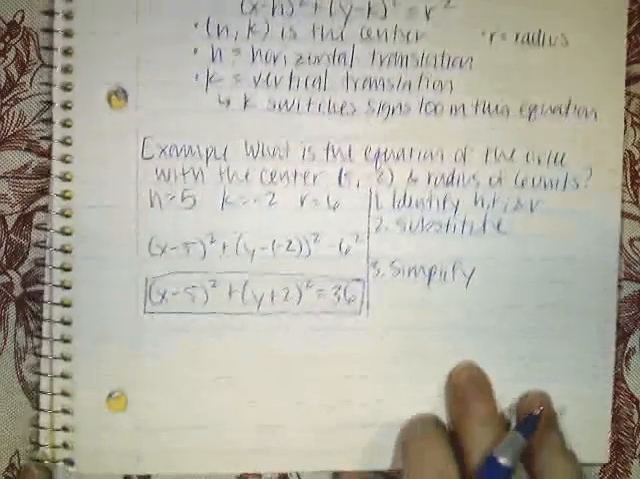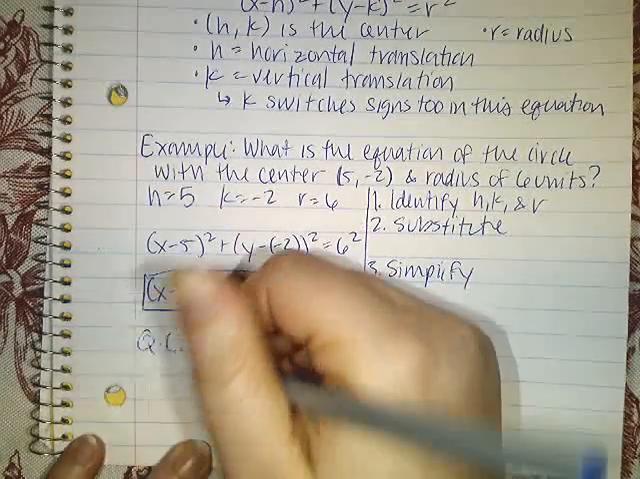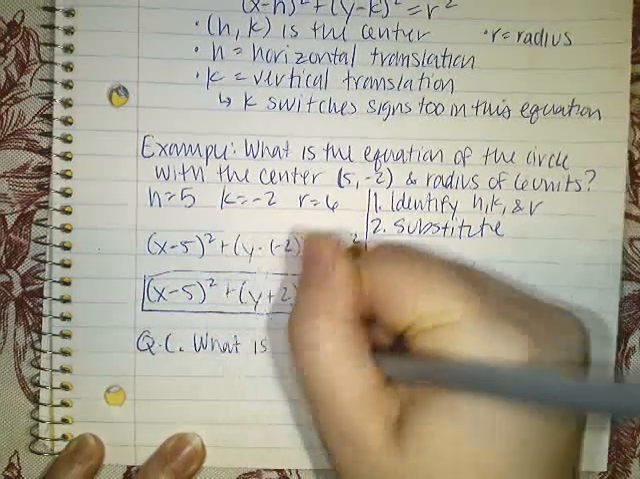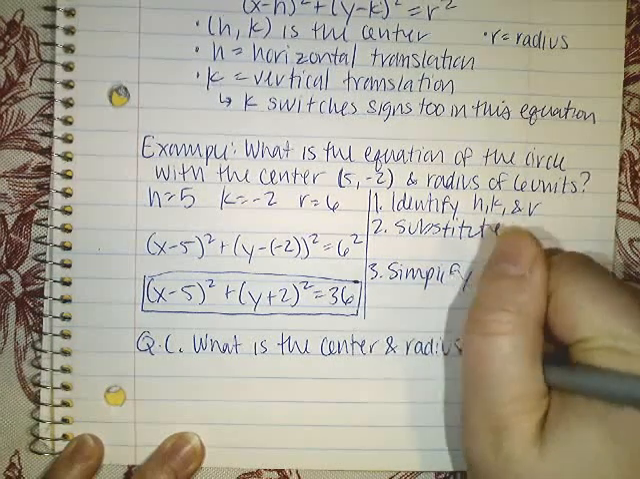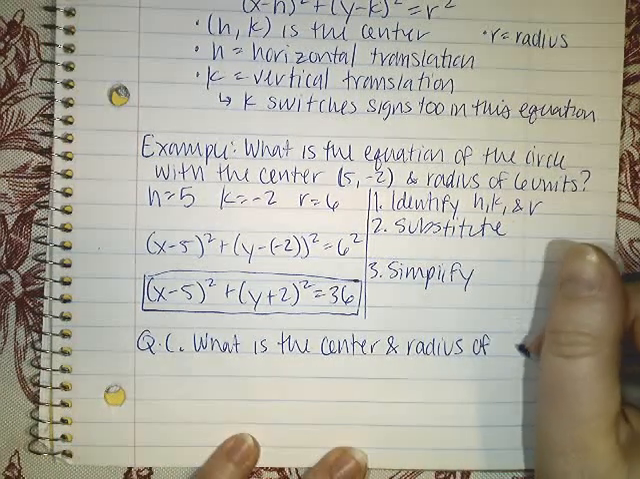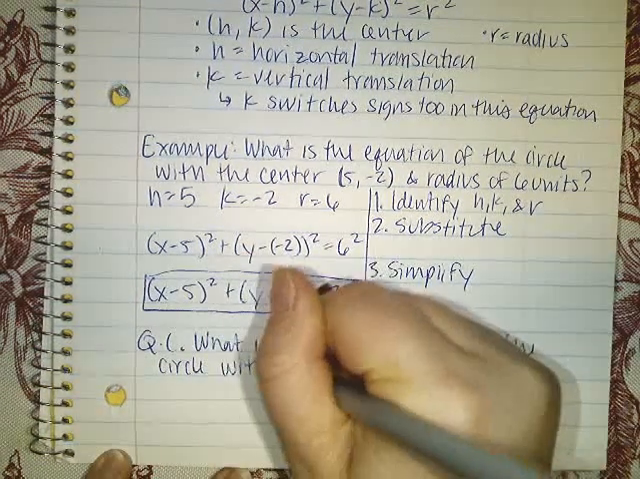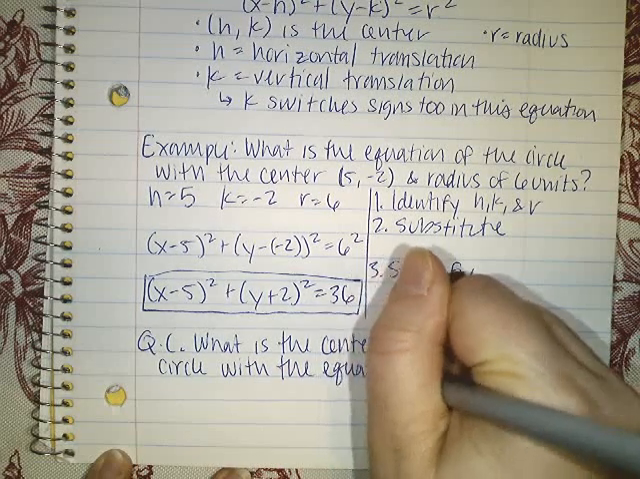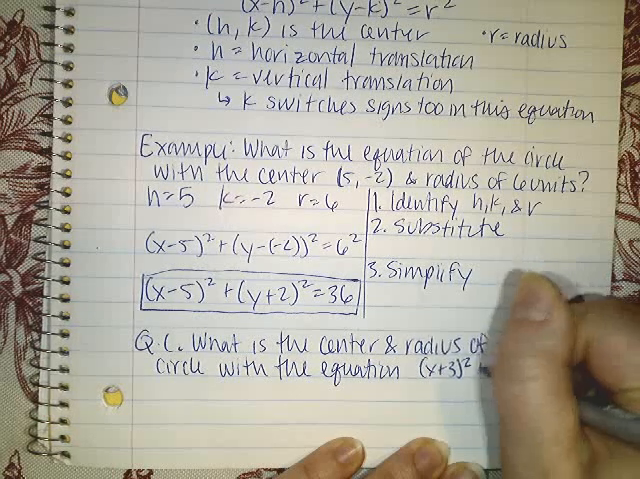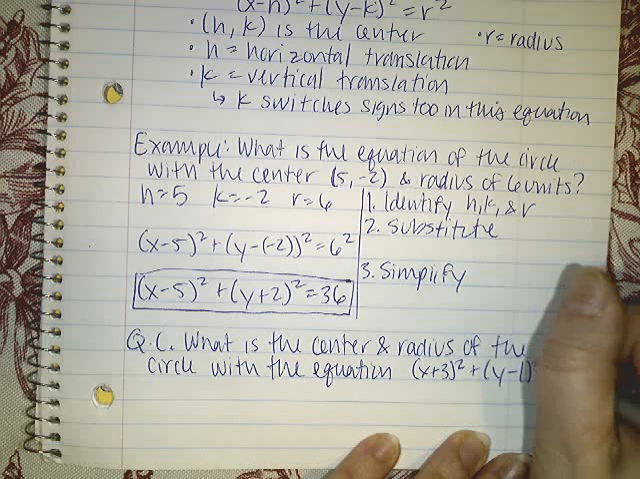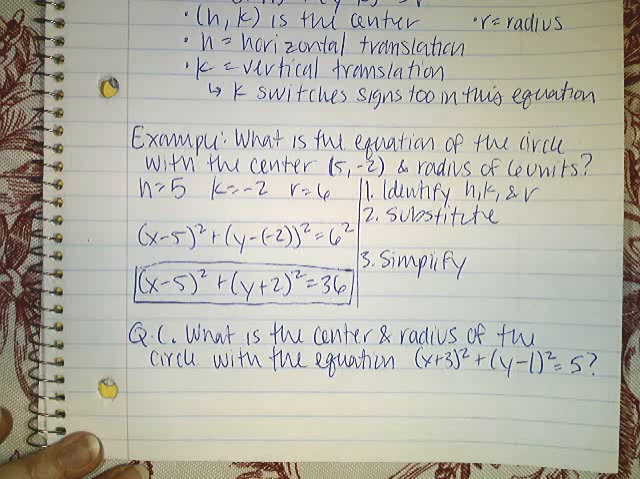So I may ask you to go the other way, so identify the center and radius. So for the quick check, I'm going to have us do that. So I'm asking, what is the center and radius of the circle with the equation x plus 3 squared plus y minus 1 squared equals 5. So try that on your own. I'm going to go over it now.